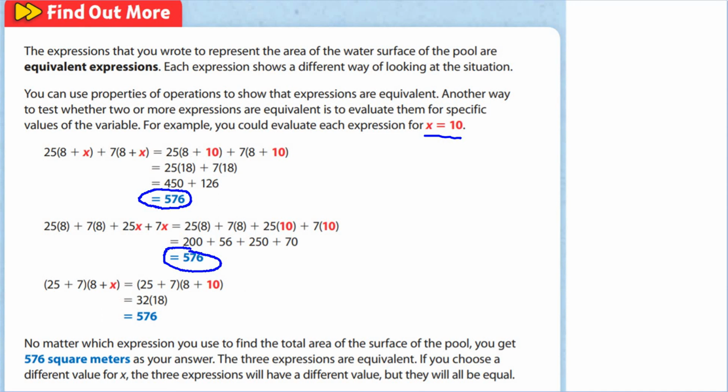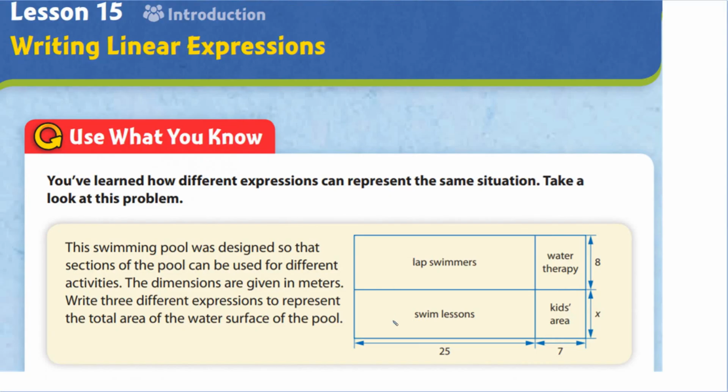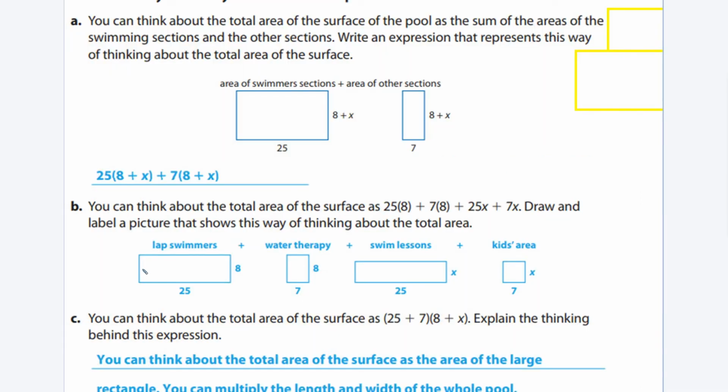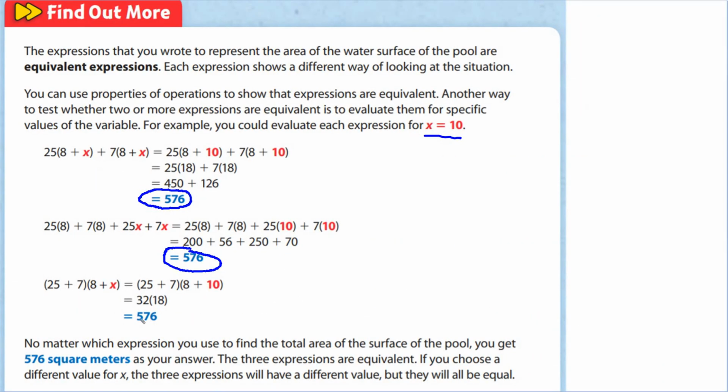And then the last one we just did, 25 plus 7 times 8 plus x. That's the whole pool. Okay, the whole pool. 25 plus 7 times 8 plus x. Correct? And when you do that out, 25 plus 7 is 32. Remember, it's 8 plus 10, not 8 plus x, because again, we plugged in x equals 10. We're just trying that out. And then when you do the math, 8 plus 10 is 18. 32 times 18 will give you 576.